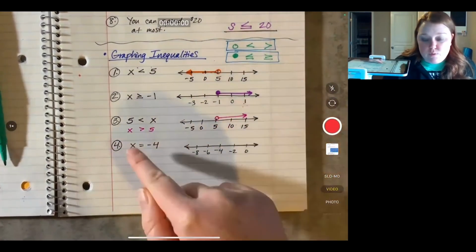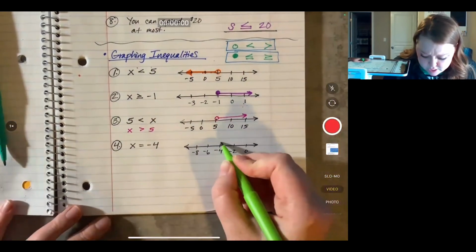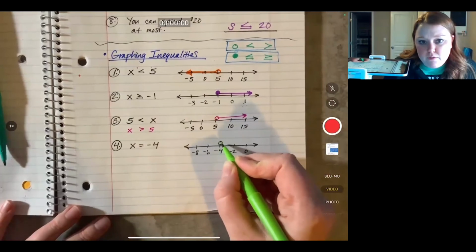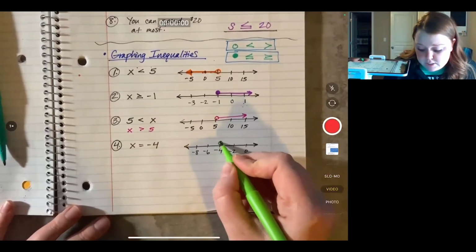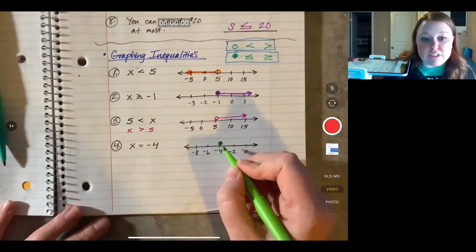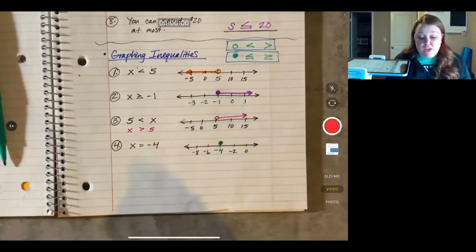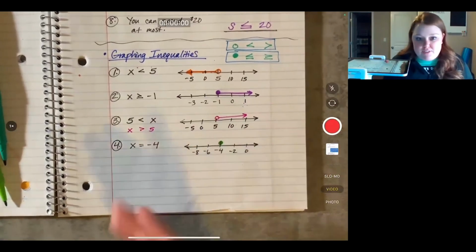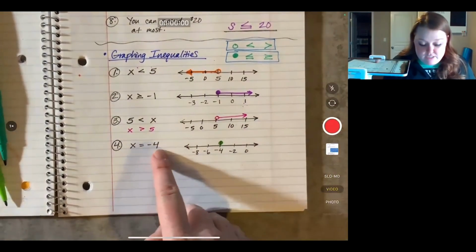Whereas this is an equal sign. So the only thing it can be is -4. Now, am I going to leave it open or shade it in? I'm going to shade it in because it equals -4. Okay. Would there be an arrow? No, because the only solution for x is -4.